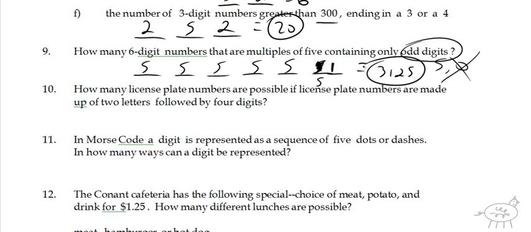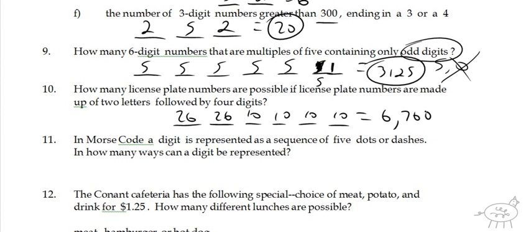Okay, how many license plate numbers are possible if the license plate numbers are made up of 2 letters followed by 4 digits? So this is, again, repeats possible. So 26 letters in the alphabet, and then 10, 10, 10, and 10. All right, and if you multiply that out, you get 6,760,000.